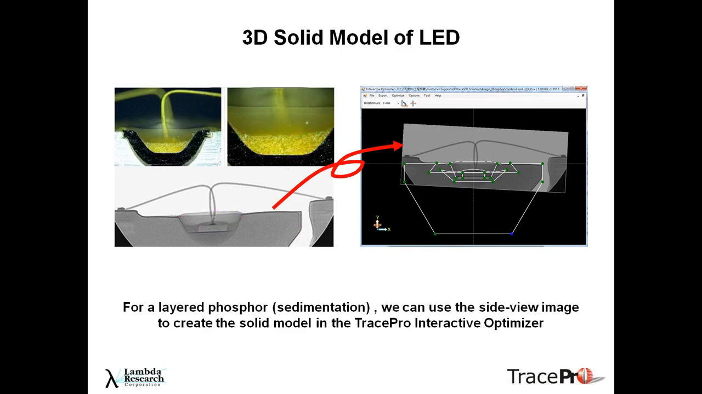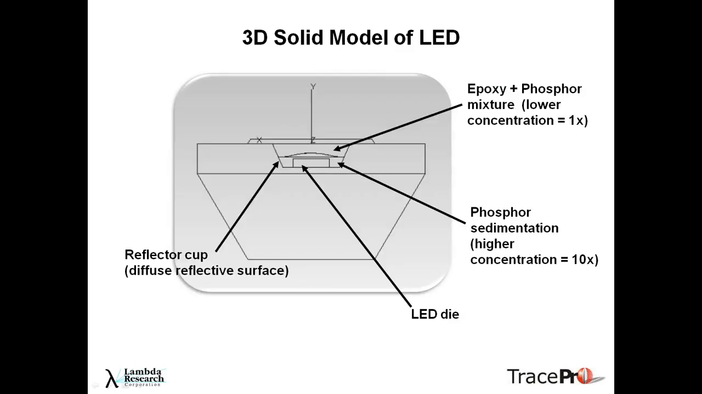A little close-up of that, where we see the reflector cup, the LED die, the fact that lower down in the cup, the phosphor, the sedimentation, has a much higher concentration than up at the top, that the phosphor tended to settle down to the bottom.